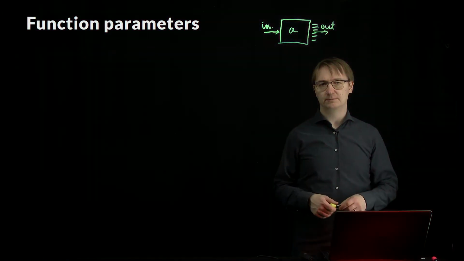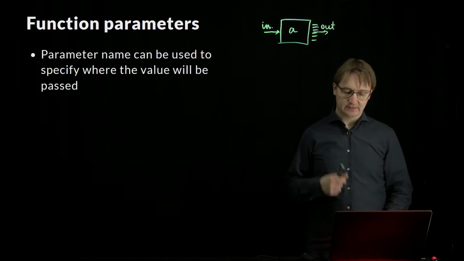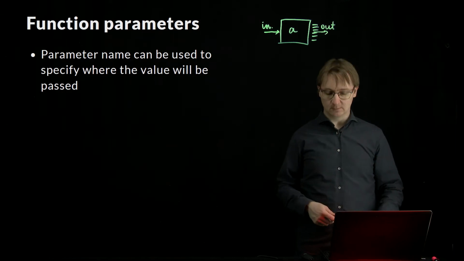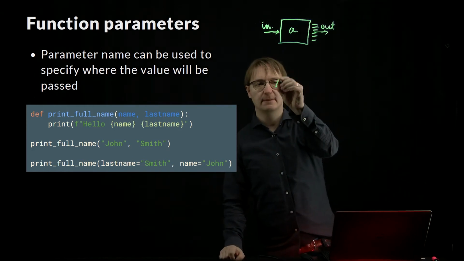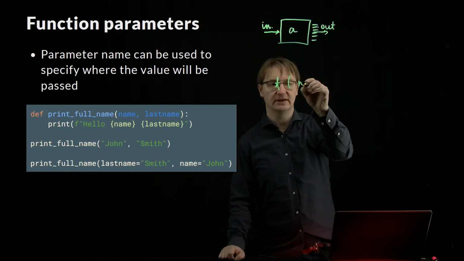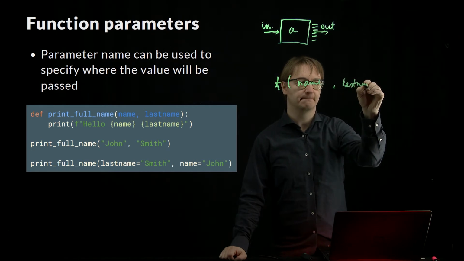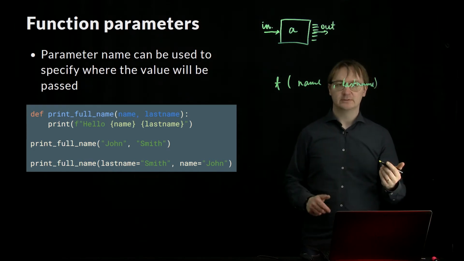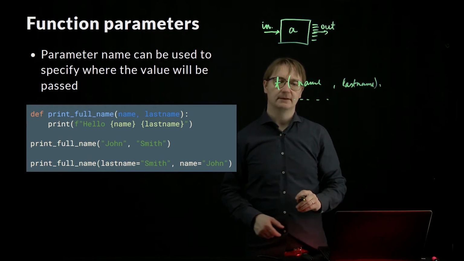Let's see how parameters can be used to pass values into a function. The parameter name can be used to specify where the value will be passed in the function. Let's say we have a function, I will call it f, and let's say we have different parameters here. Currently we have name and last name. Normally, the body here is not very important.